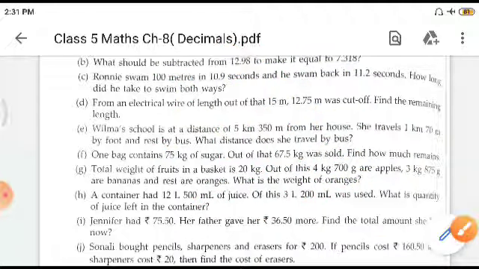Is it clear to you? You just need to convert the two into like decimals, and then you can do it.